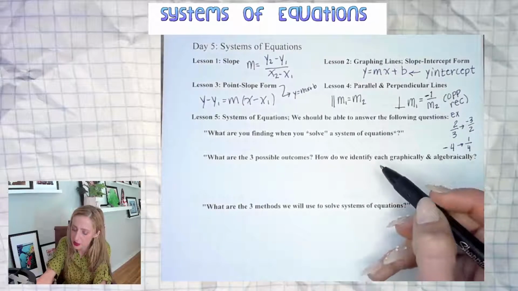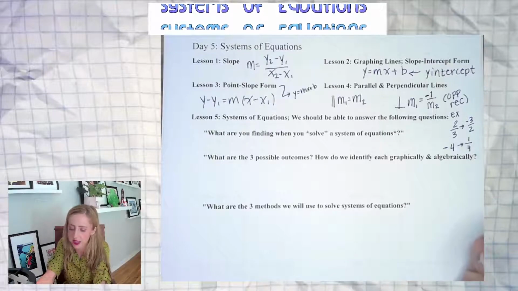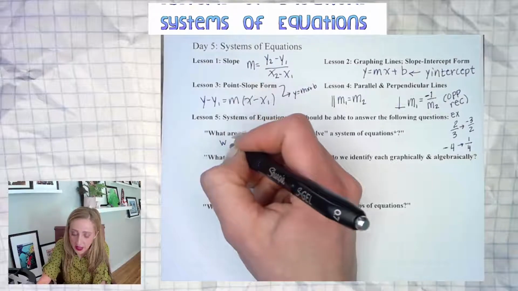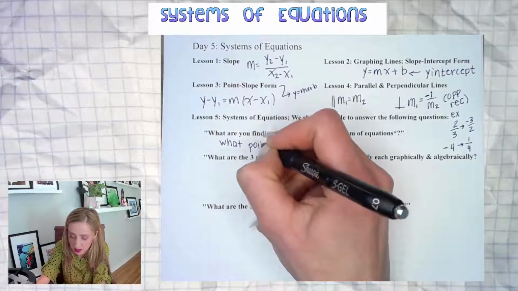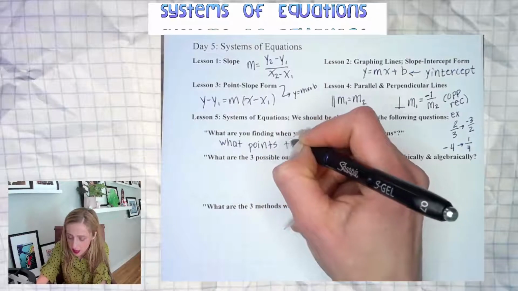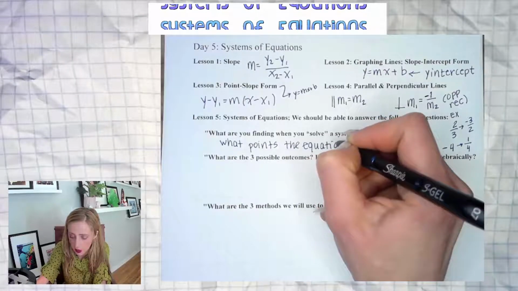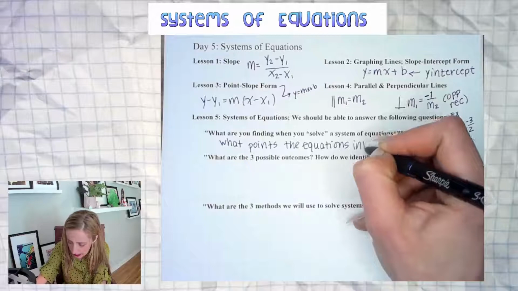Today, lesson 5, systems of equations. We should be able to answer the following questions. What are you finding when you solve a system of equations? We are finding what points they intersect at. At the end of the day, that's the nitty-gritty of it. What points the equations, and we're going to focus on just linear equations, intersect at.